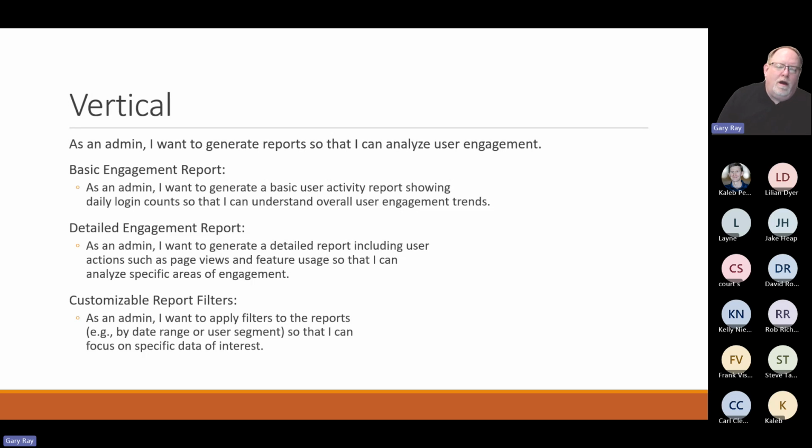Examples of vertical slices for our reporting story are: I can generate a basic report showing daily login counts, or I can generate a detailed report including user actions with page views and feature usage, or I can apply filters to the reports so that I can focus on a specific area of data or interest. And again, each story focuses on the end-to-end functionality. It's fully integrated, can be tested, validated, and released to users.